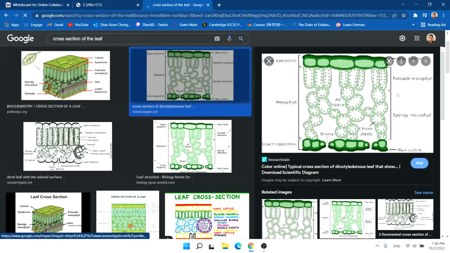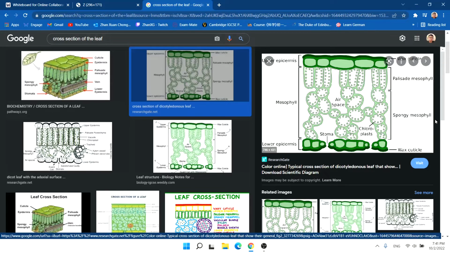So the top of the leaf is the wax cuticle. Whenever you touch the leaf, you feel a waxy kind of feeling. That is the wax cuticle. And below the waxy cuticle is the upper epidermis. Below the upper epidermis will be the mesophyll cell, specifically the palisade mesophyll cell. We're going to talk more about the palisade mesophyll cell because this is the one that does photosynthesis.